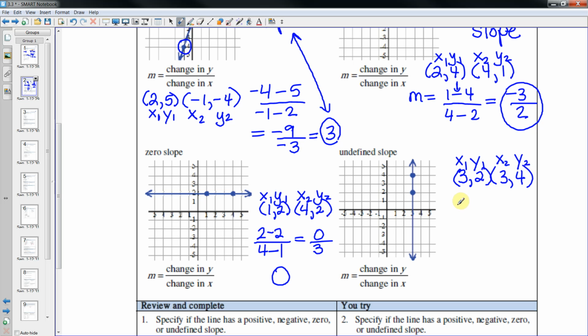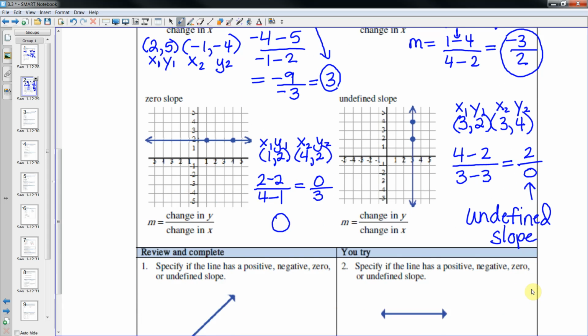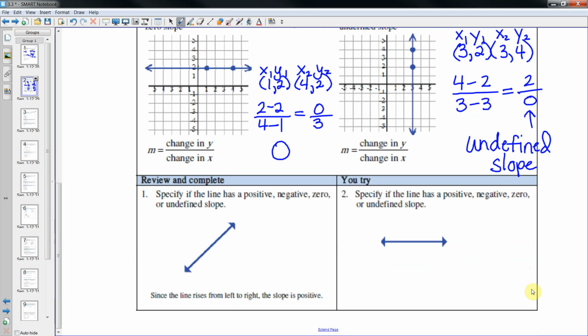So let's see what happens. y2, which is 4, minus y1, which is 2, over x2, which is 3, minus x1, which is 3. So I end up with 2 over 0, and that is a no-no. Can't have 0 on the bottom. That's why it's undefined. Because you ended up with a 0 in the denominator. So at the bottom of the page, if we're just looking at these 2 lines, this line goes up from left to right, so I would think it would be a positive slope. This line is a horizontal line. It has a 0 slope.